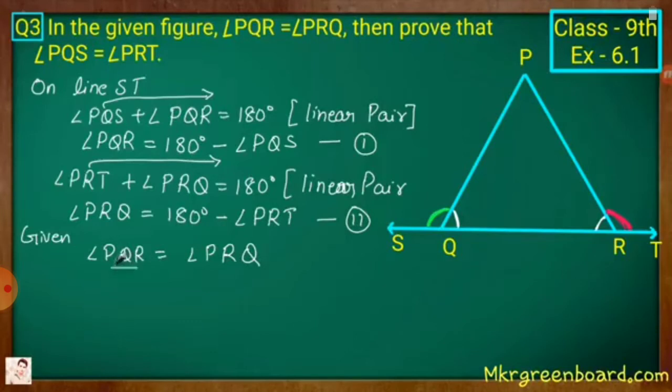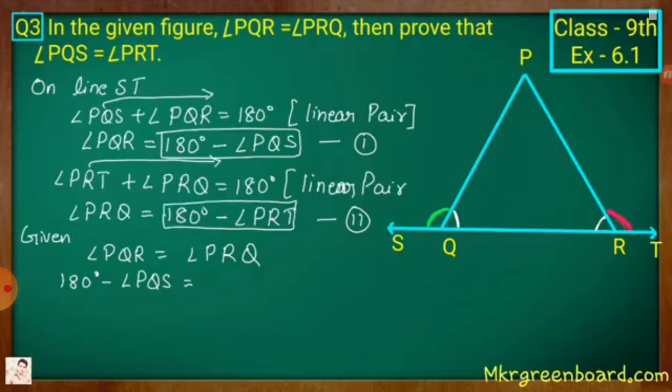Now we know angle PQR, equation 1. From equation 1 what is there? 180 minus angle PQS. Angle PQR, instead of that what we need to write here? 180 minus angle PQS equals angle PRQ. Instead of that, from equation 2 what we need to write? 180 minus angle PRT.